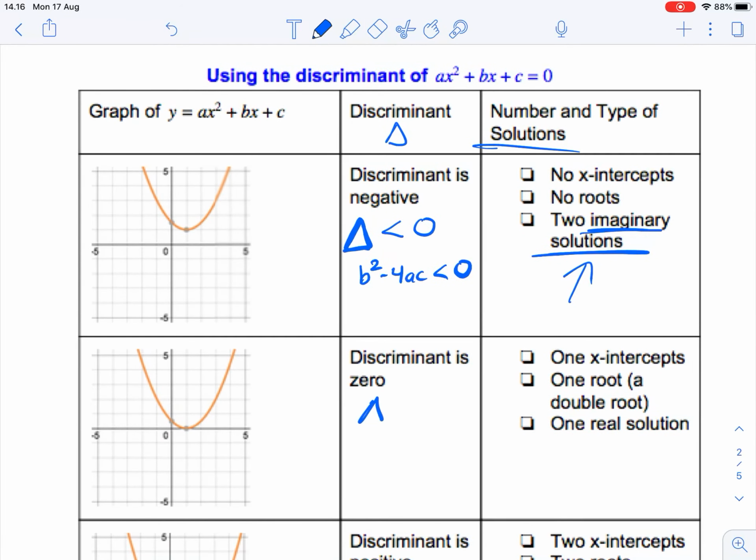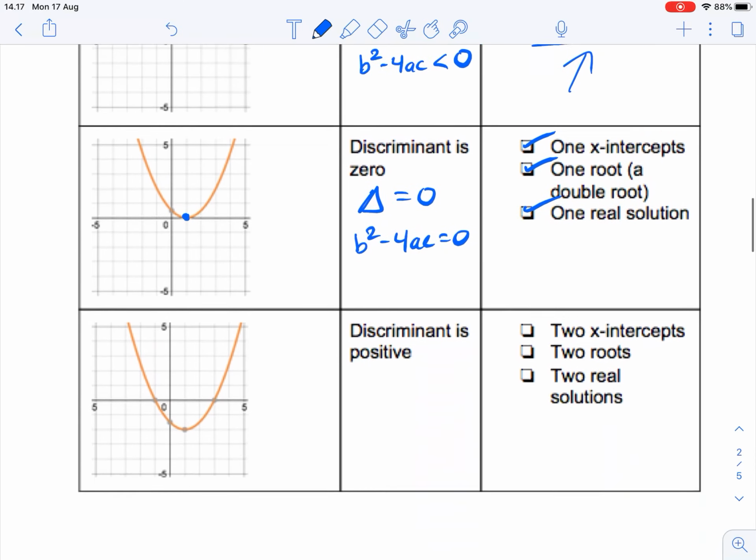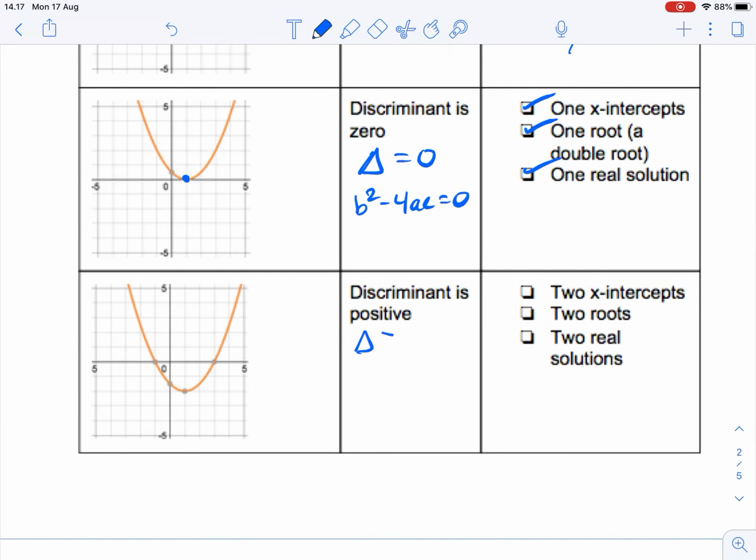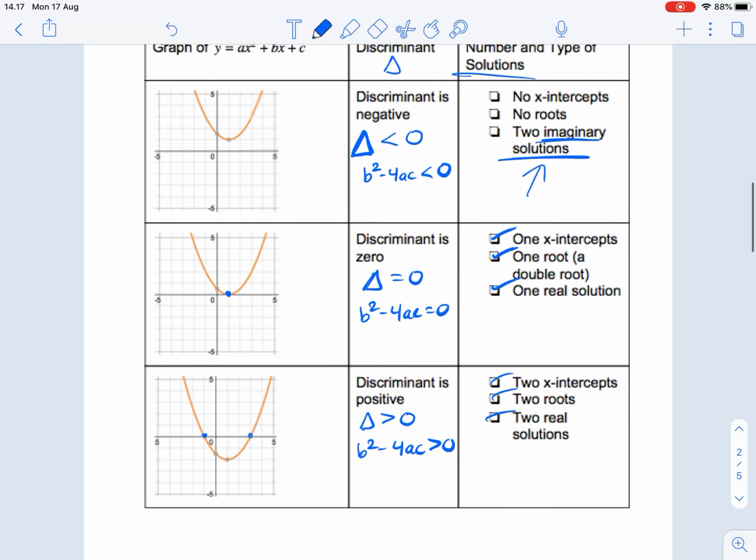If the discriminant is equal to 0, you have b squared minus 4ac equal to 0. That means the curve touches the x-axis in just one spot. So there's one x-intercept, one root, only one solution. Last one, if the discriminant is positive, so that means b squared minus 4ac is greater than 0, looking at the graph, we have two solutions, two x-intercepts. And here are your three cases for your discriminant.